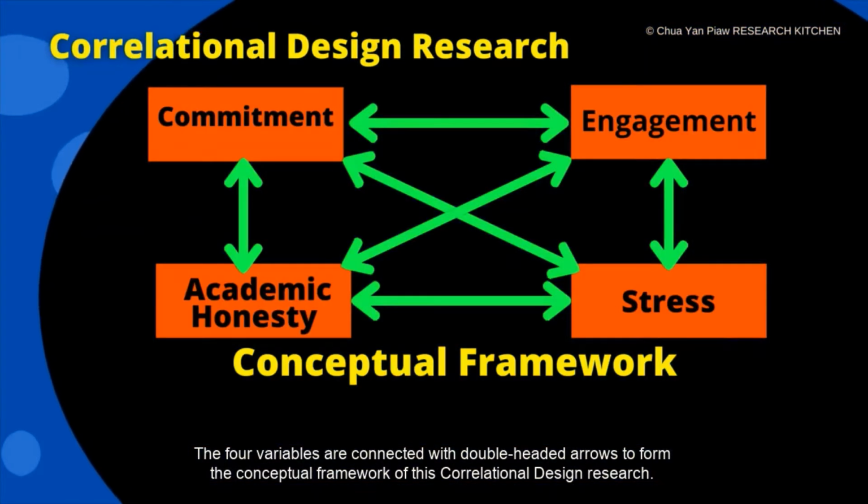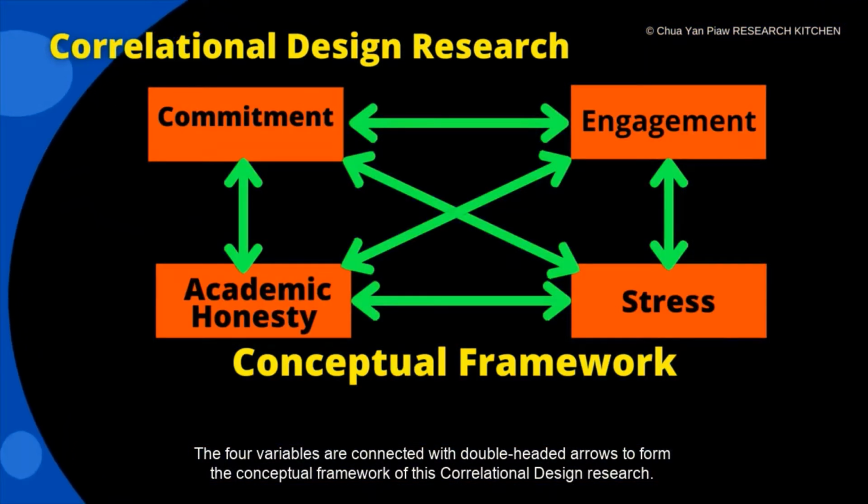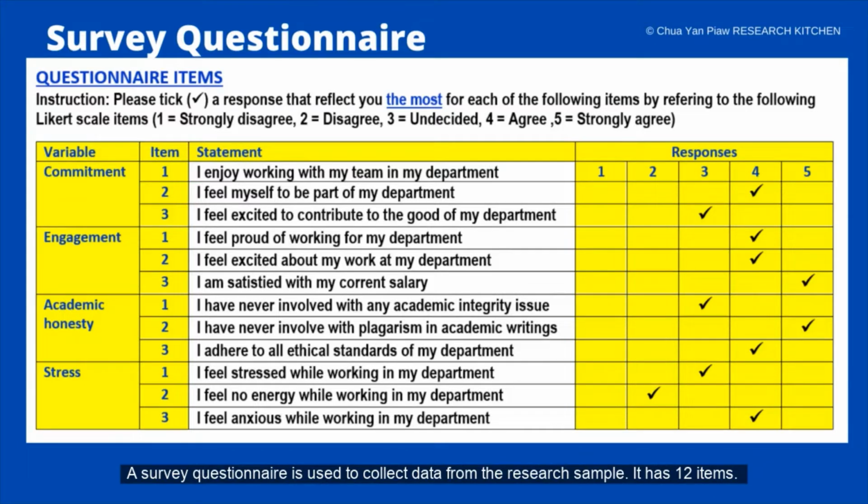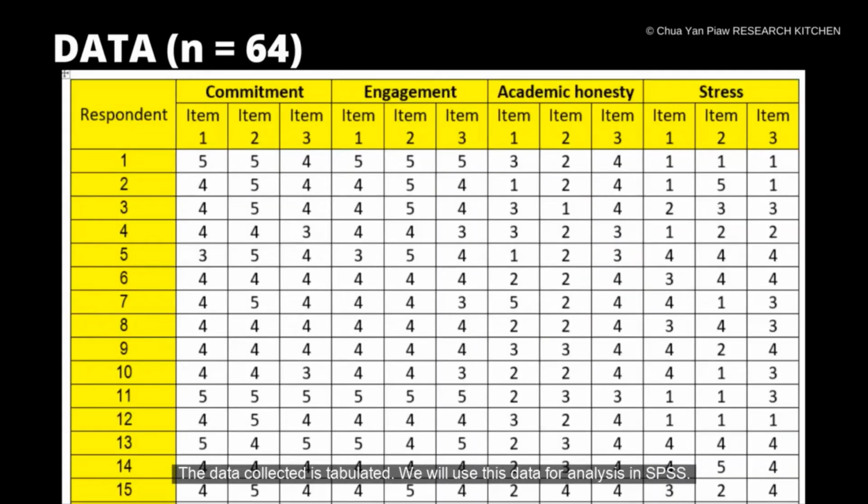The four variables are connected with double-headed arrows to form the conceptual framework of this correlational design research. A survey questionnaire is used to collect data from the research sample. It has 12 items. The data collected is tabulated. We will use this data for analysis in SPSS.